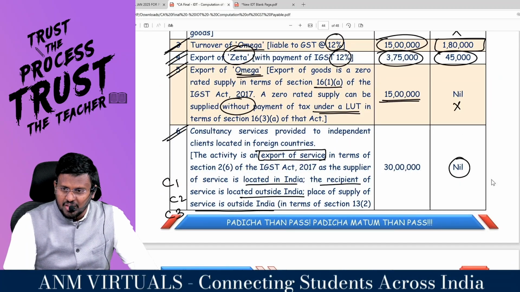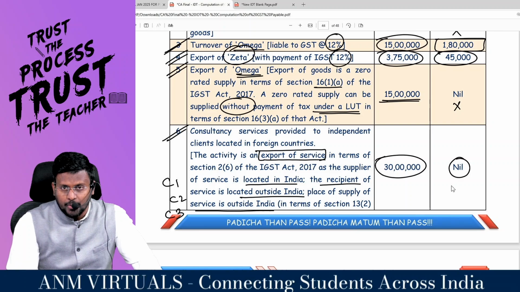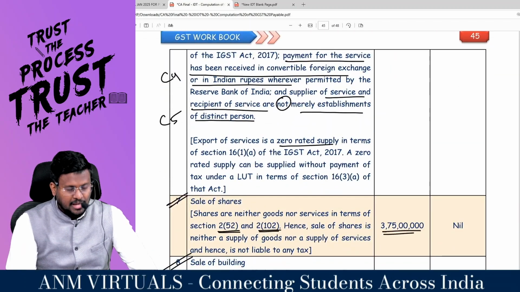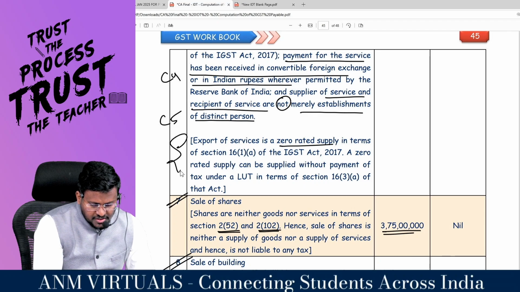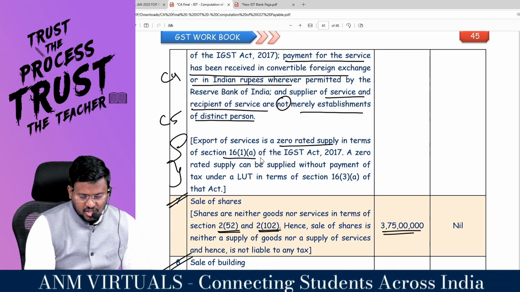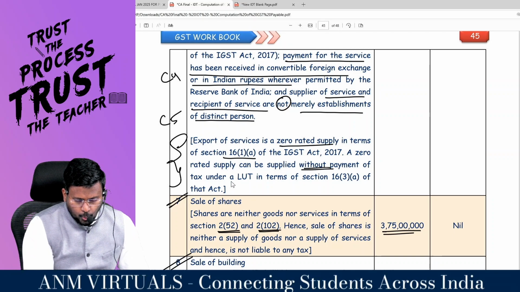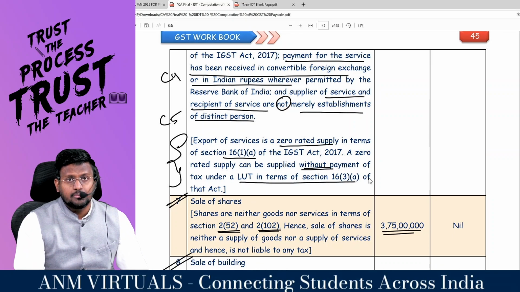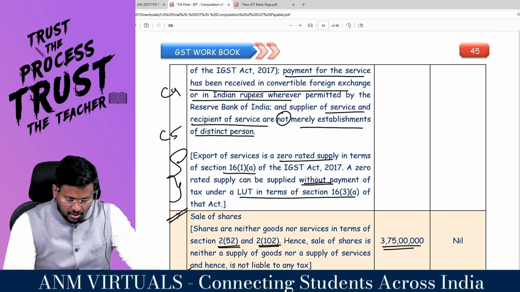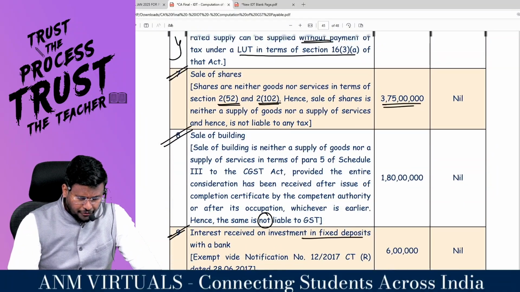Once it is an export of services, it will become a zero rated supply. Zero rated supply can be exported with bond or LUT. No need to collect any output tax. Are you comfortable? So export of service is a zero rated supply. In terms of section 16, subsection 1, clause A of the IGST Act, a zero rated supply can be supplied without payment of tax under LUT, in terms of section 16, subsection 3, clause A of that act. Comfortable, sir?